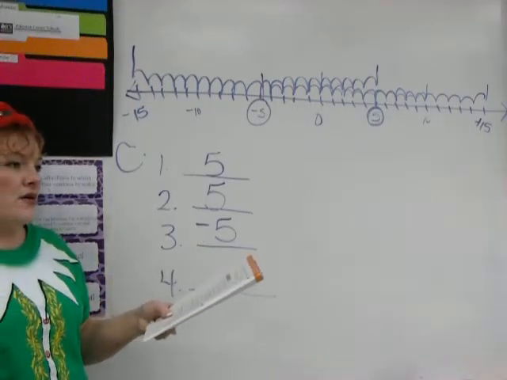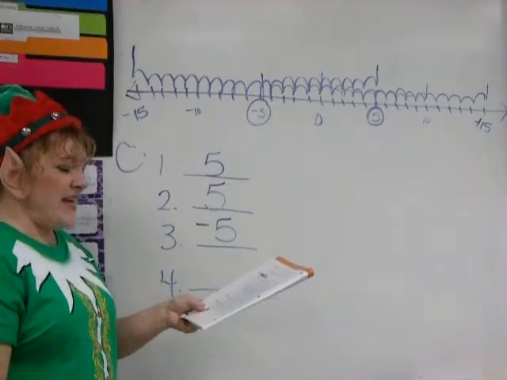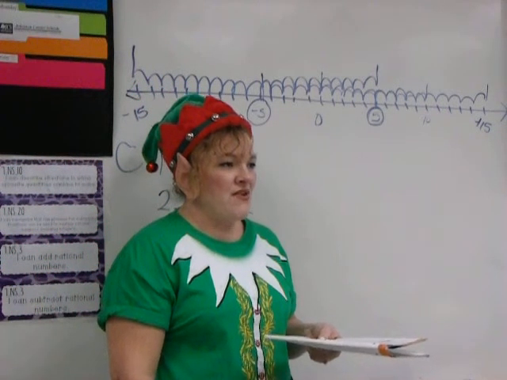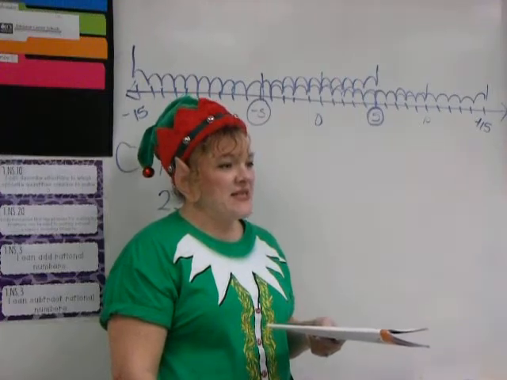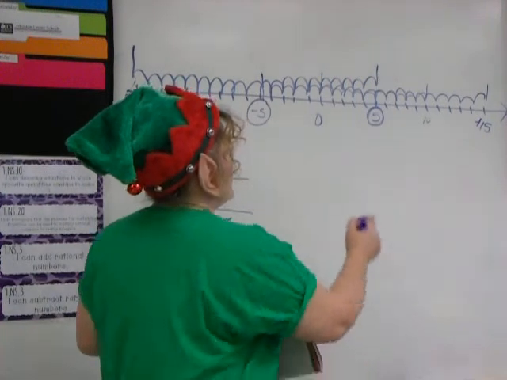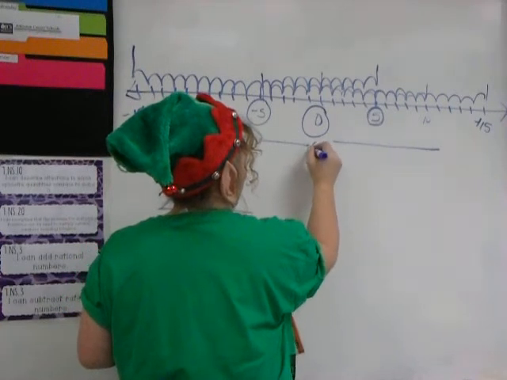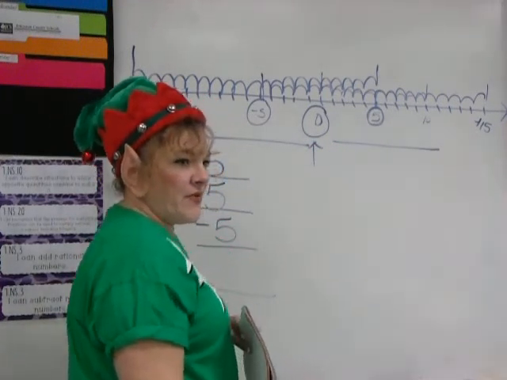Number 4. What number is between negative 8 and positive 8? Those are opposites. 0. So you would go positive 8 this way, negative 8 this way. You would end up there in the middle.